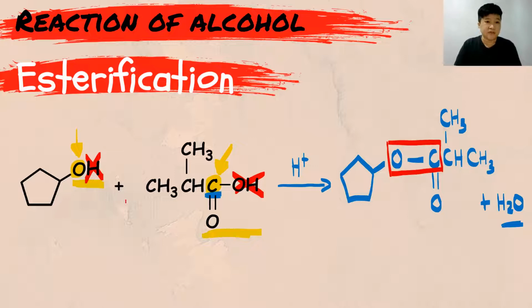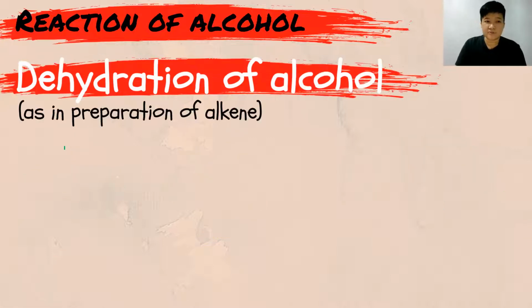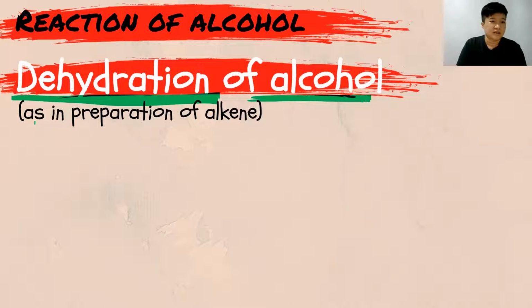So simple. You remove the hydrogen from the OH, you remove the OH in the carboxylic acid, you combine between the O and the C, and that is your new bond and your new ester produced. Okay? Simple. And last but not least, you have your dehydration of alcohol. And we have learned this in the preparation of alkene, so I won't go any further.